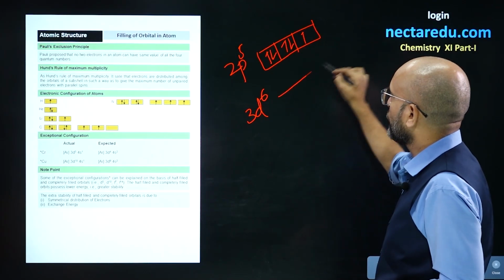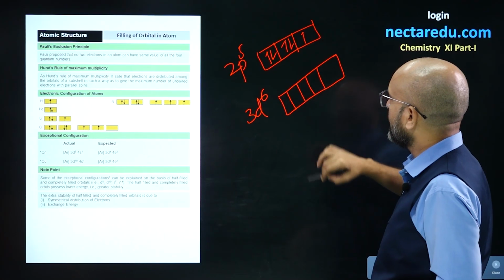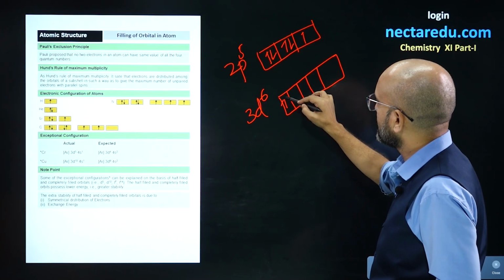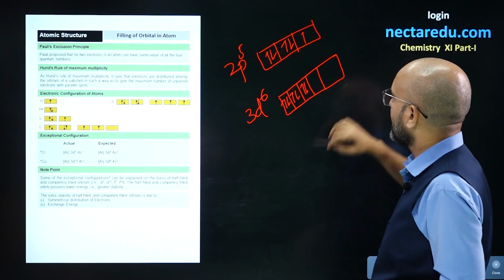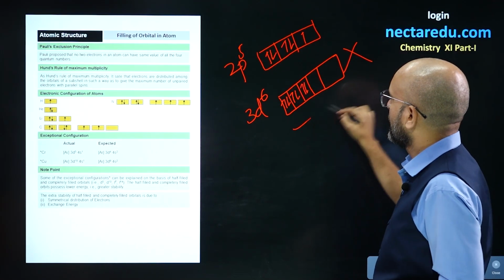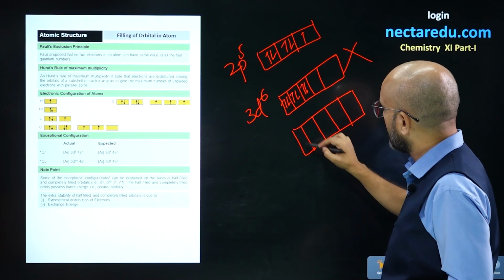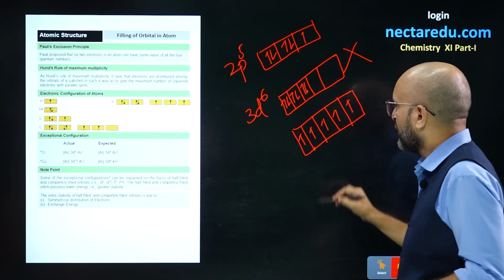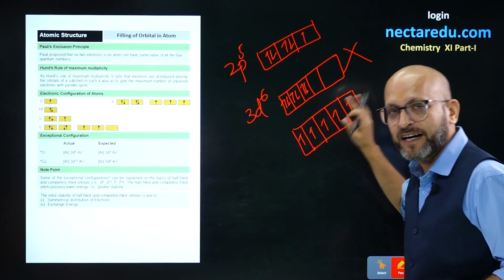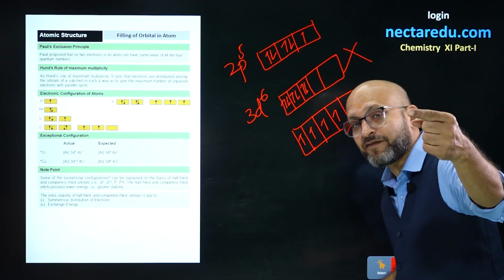3d6, how can you arrange it? The subshell has 5 orbitals. You could do it like this: 2 electrons, 2 electrons. Do you think this is right? No, this is not the right way. How do you have to do it? Each orbital should have one unpaired electron: one, one, one, one, one. 5 electrons are unpaired. When each orbital has one unpaired electron, then pairing will start.